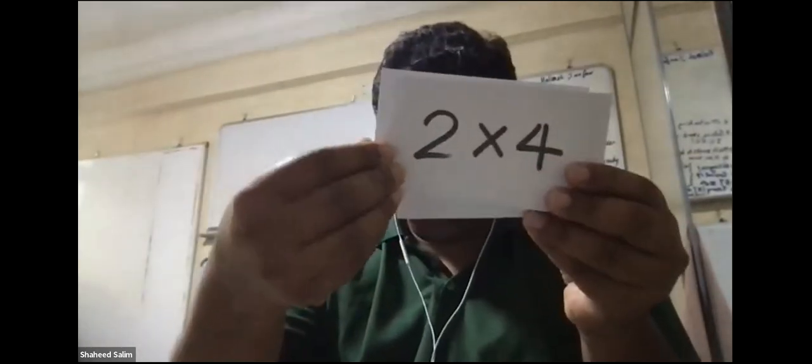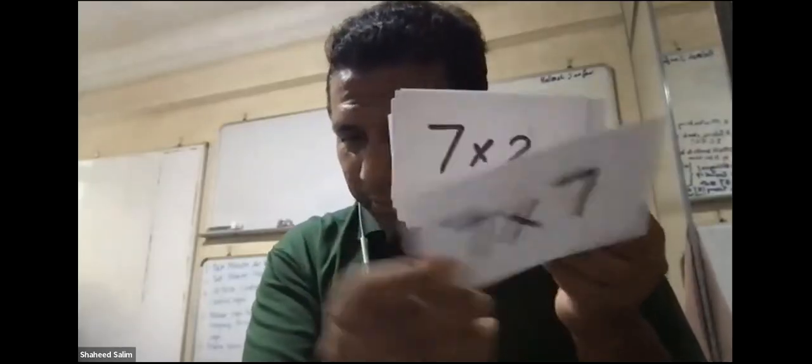Don't know, just say don't know. 54. Next one. 16. Good. 8. Good. 10. Good. 18. Good. 40. 45. 9 times 5, 45. Next one. 12. Good. 54. 8 times 9, 72. Next one. 32. Well done. Next one. 16. Good. Next one. 56. 7 times 7, 49. 14. Okay, good.